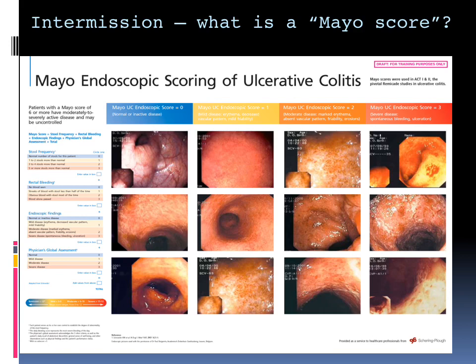So a Mayo 0 is a normal looking mucosa, with a low profile of the patient and no clinical symptoms. It gives us an idea that the disease is in remission, while a Mayo 3, with lots of patient complaints on the scoring here, can tell you that the disease is much more active and you need to intervene faster.